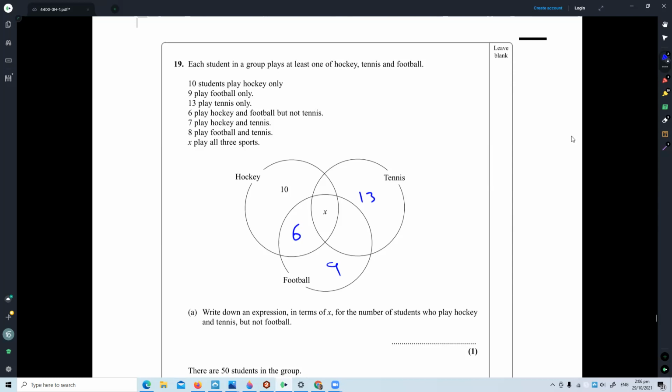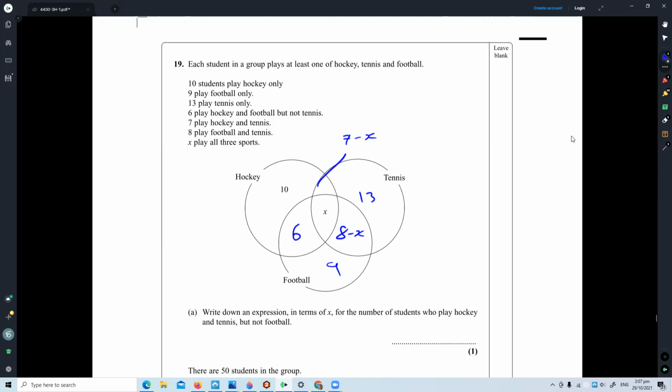So this is interesting because those 7, that's inclusive of the x here. So I'm not going to write that down yet. 8 play football and tennis. So actually this is 8 minus x, and this should be 7 minus x. So we have to be a little bit careful here. And x play all 3 sports. Okay, because the 7 represents hockey and tennis inclusive of x here.